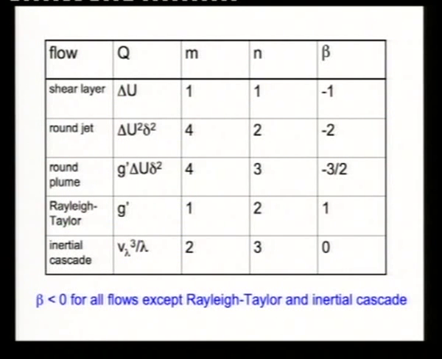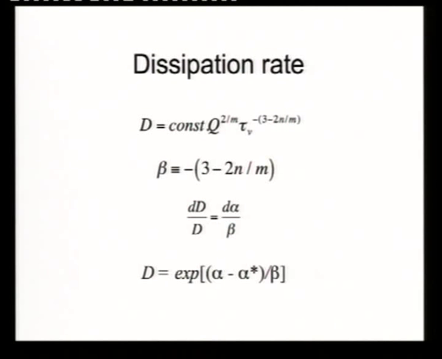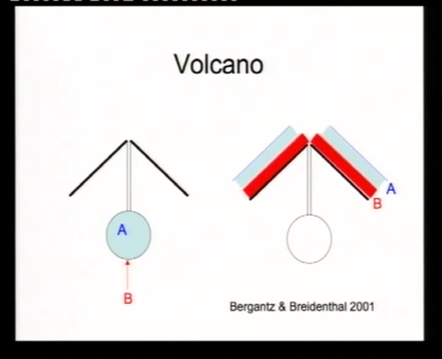Rayleigh-Taylor is where you have heavy fluid on top of light fluid, or light fluid being accelerated into heavy fluid. Gravity and acceleration are very distinguishable. For Rayleigh-Taylor, beta is plus one. And so instead of dissipation rate decreasing with alpha, the dissipation rate is predicted to increase with acceleration. And there's numerical DNS simulations by Cook at Lawrence Livermore that show that that's the case. We're still working on getting more of those.